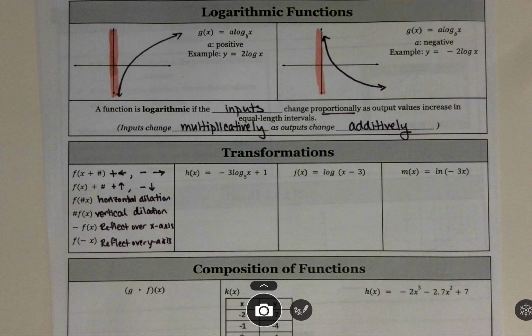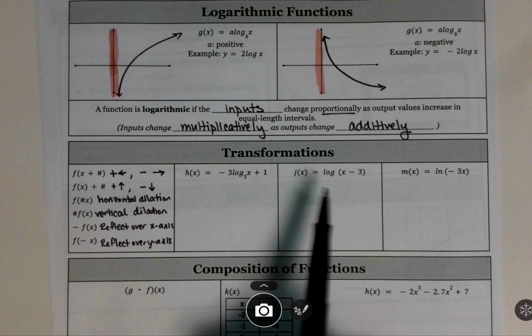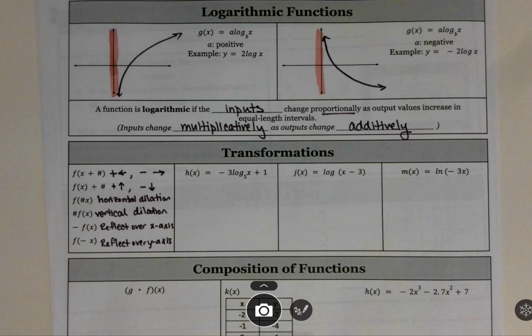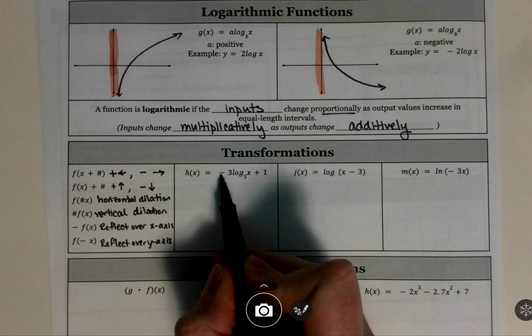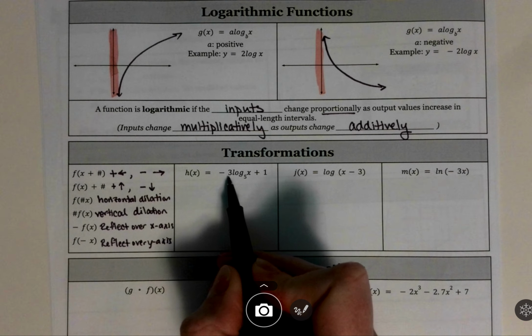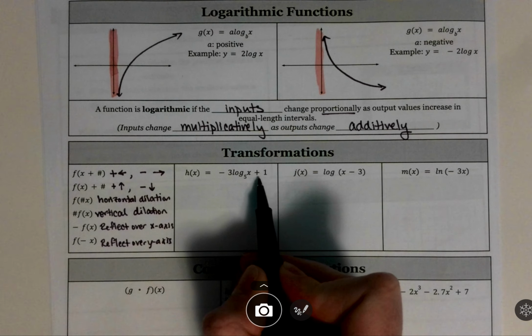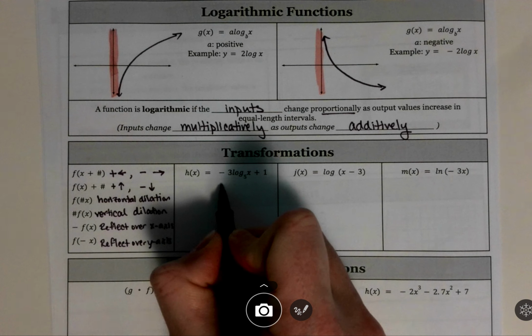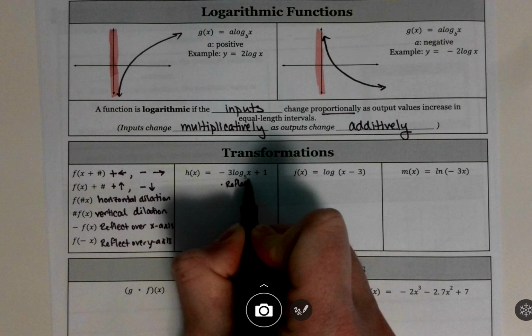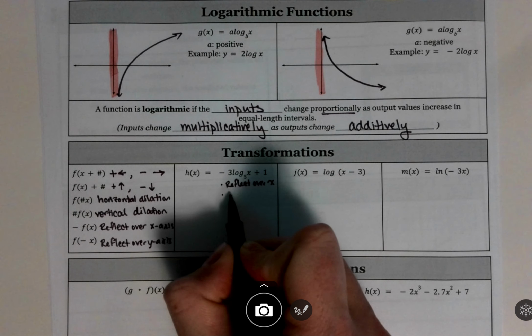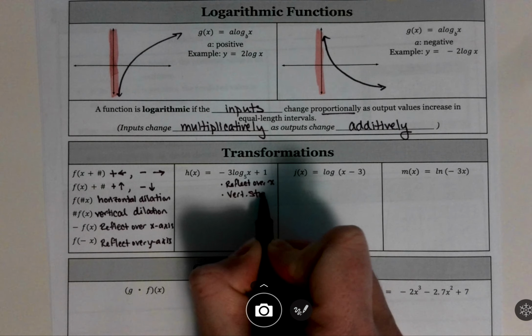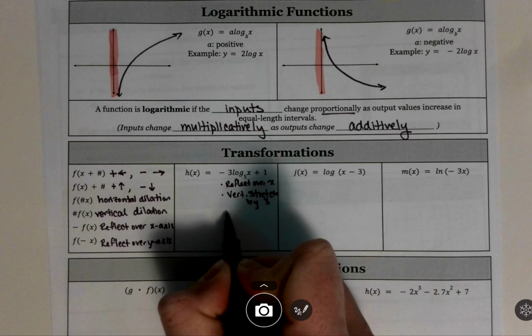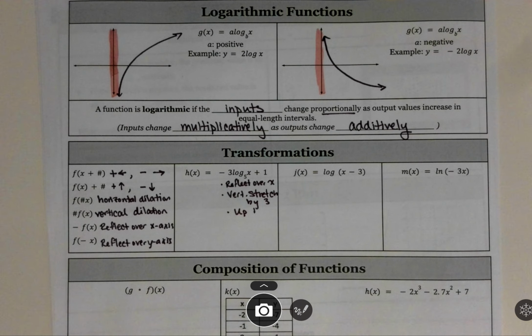And so if we have a general base understanding of transformations, that will help us figure out what these graphs would look like, which also can help us with end behavior or asymptotes, or just in general what they look like. So for this one, I have a reflection over the x-axis. I have a vertical stretch by a factor of 3, and it is going up 1. So I'm just going to try to write that really small here. Reflect over the x, vertical stretch by 3, and up 1.